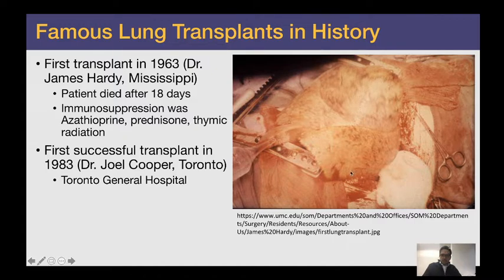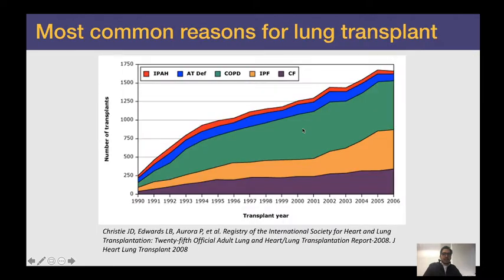And this is the picture of the first lung transplant. I really can't make heads or tails of this, but I know this is probably the right upper lobe, because I think there's a minor fissure here and a major fissure here. But the most common reason for lung transplant, this is a little bit outdated, is COPD, emphysema, bronchitis. Okay, so that's the most common.